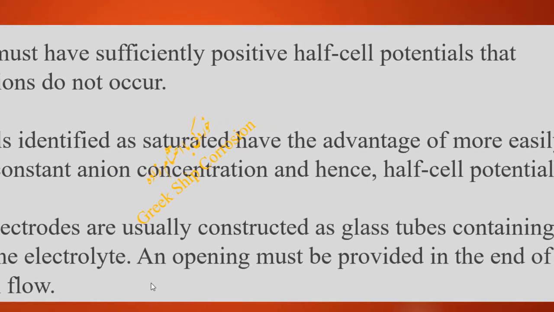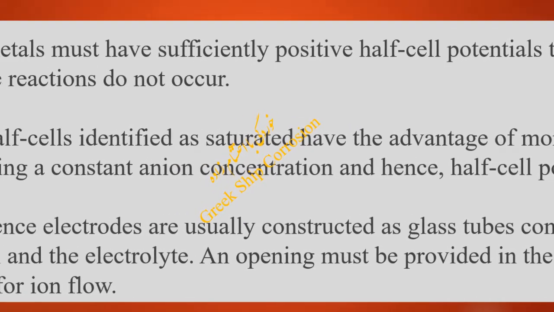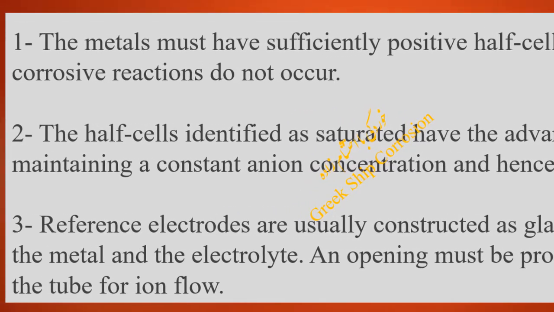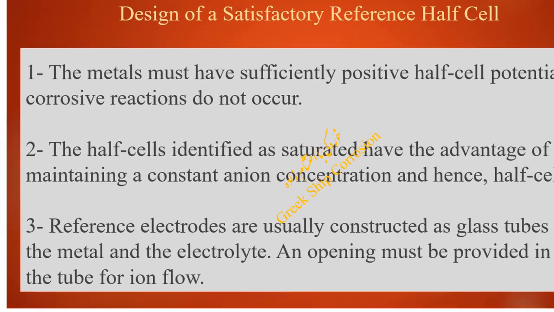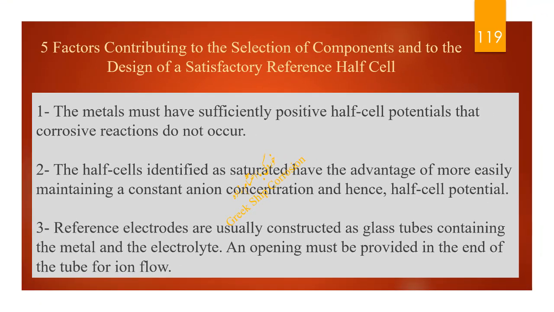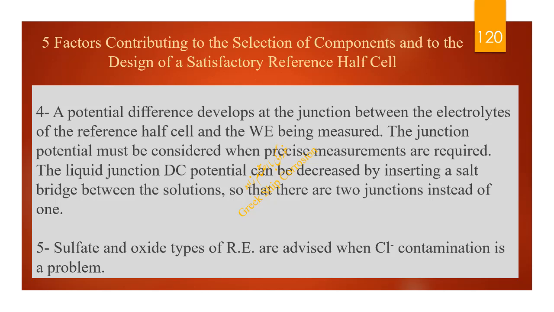Number 3. Reference electrodes are usually constructed as glass tubes containing the metal and the electrolyte. An opening must be provided in the end of the tube for ion flow. Number 4. A potential difference develops at the junction between the electrolytes of the reference half cell and the working electrode being measured. The junction potential must be considered when precise measurements are required.